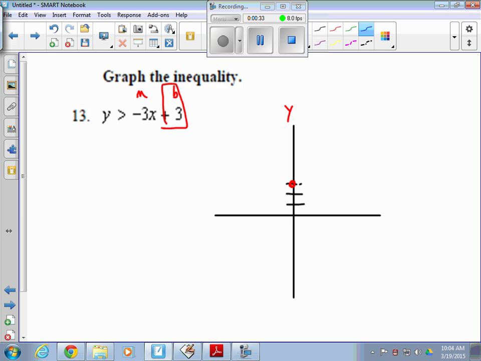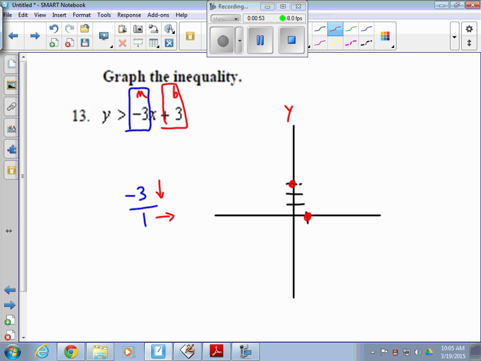Remember, m tells you where to move. So it says negative 3. All slopes are over 1 because it represents the rise over the run. Negative 3 tells you to go down 3 times. 1 tells you to go to the right 1 time. So down 1, 2, 3, and to the right 1 time, there's your second point.